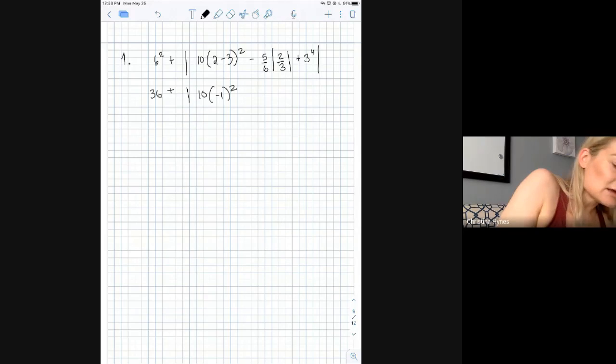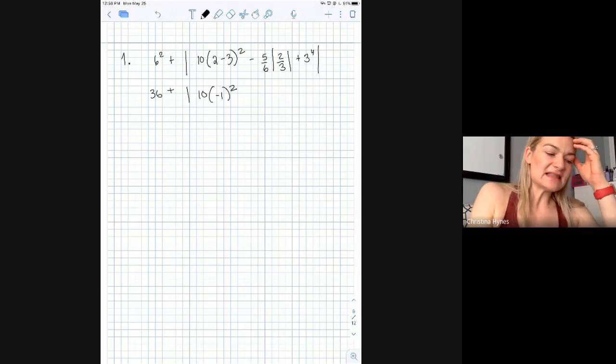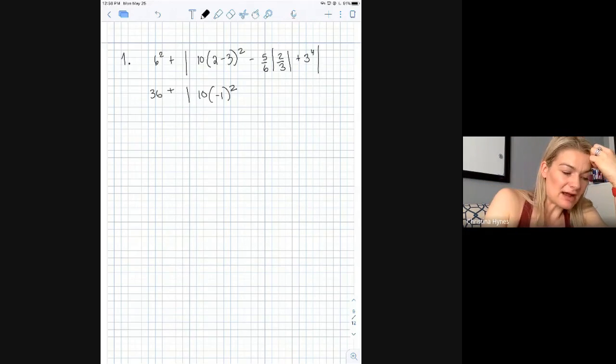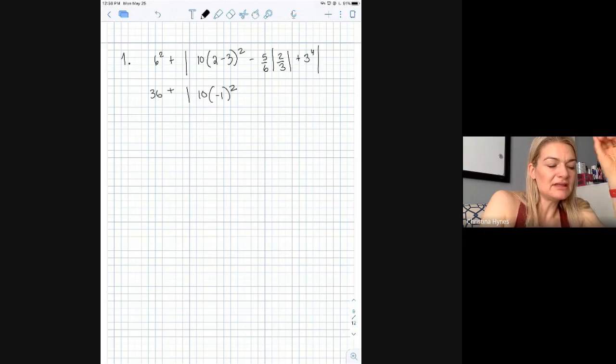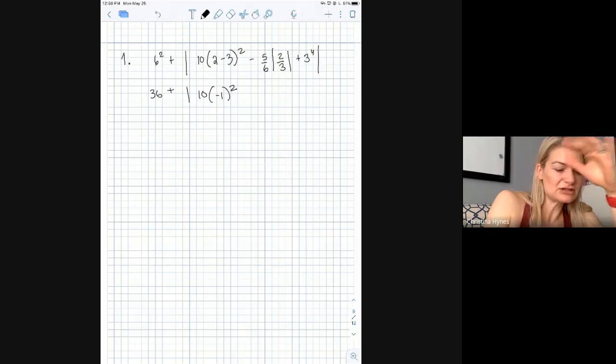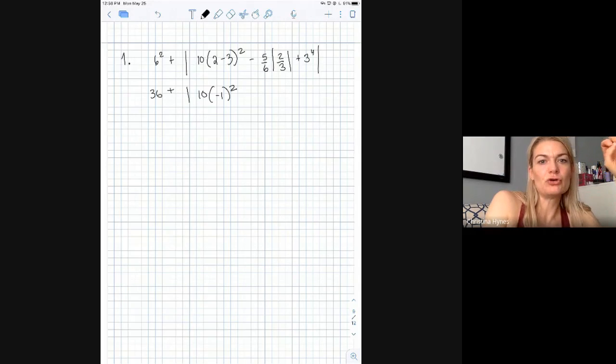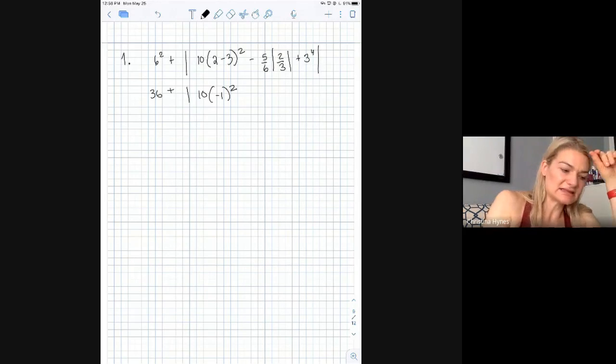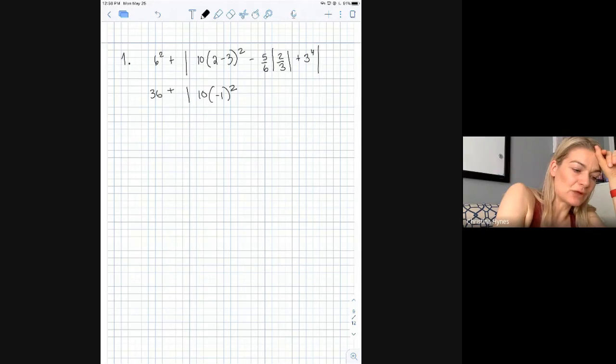And then what you need to keep in mind is that these absolute value lines are just like brackets. The only thing they do is they change negatives to positive. That's it. Otherwise, you treat them identically to brackets. So here, this is going to stay positive.